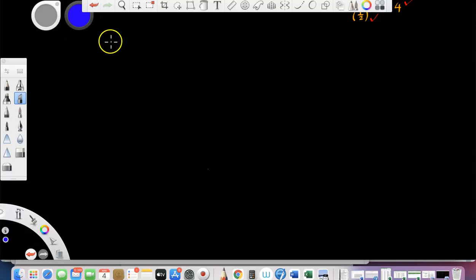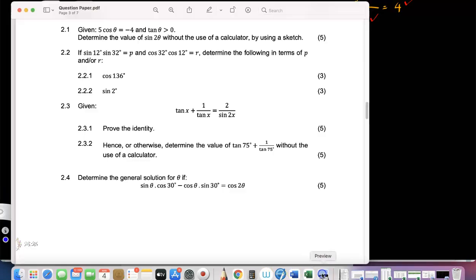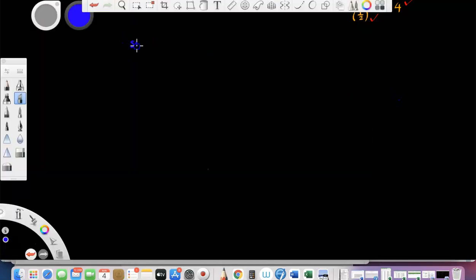So what are we saying? Okay, so if I just go and look at that, what is it? Sine theta cos 30, cos theta sine 30. So sine theta cos 30 degrees minus cos theta sine 30 degrees is equal to, I think it was cos 2 theta. Yeah, it's equal to cos 2 theta.